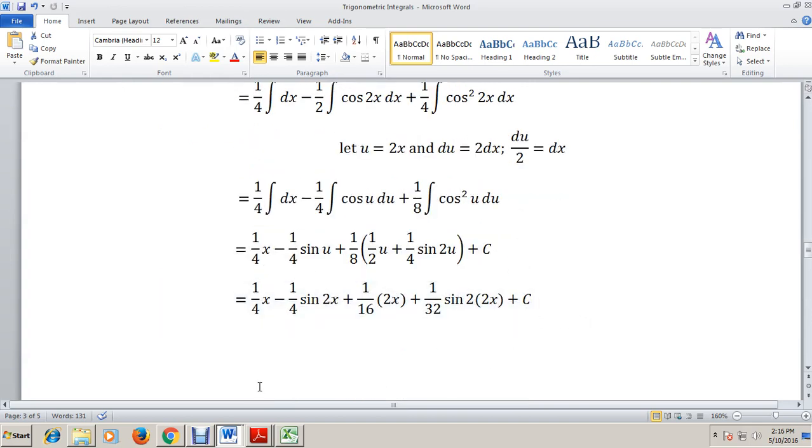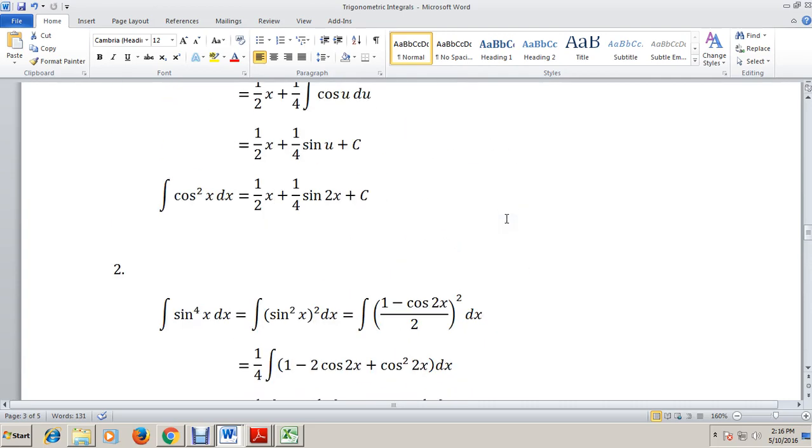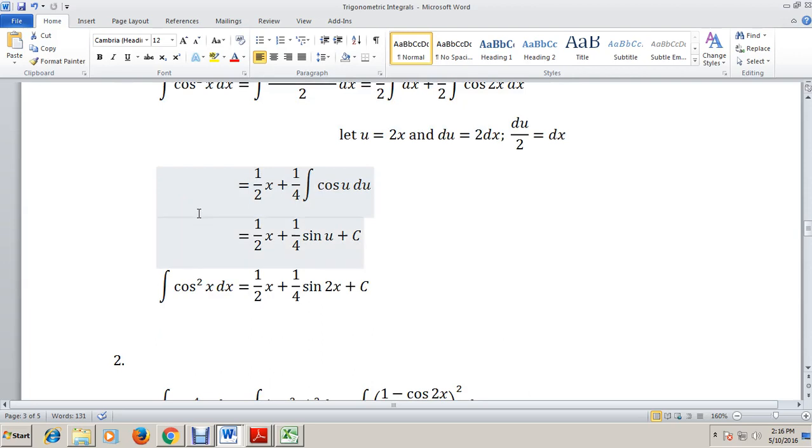Okay, so simplifying further, we have 1/4 x minus the integral of cosine, which is of course sine. This becomes negative 1/4 sine u. Now for cosine square u, remember we already have the form of the integral of cosine square u du. We already have this as our example number 1 for this case.